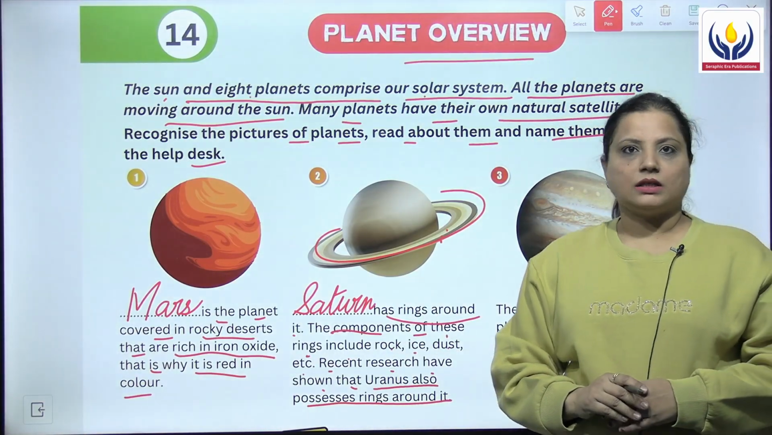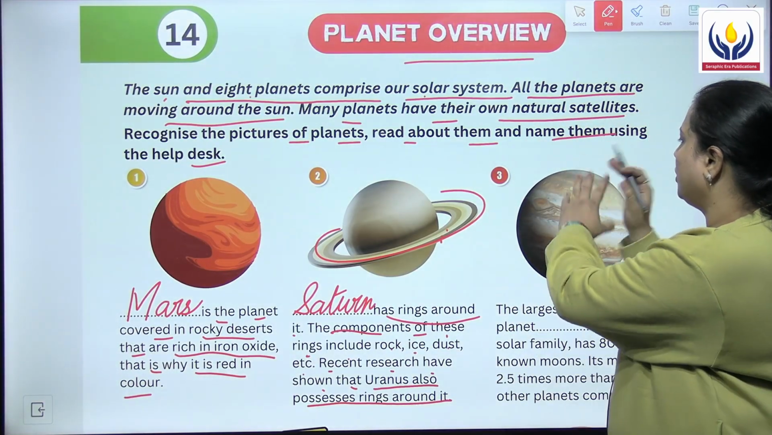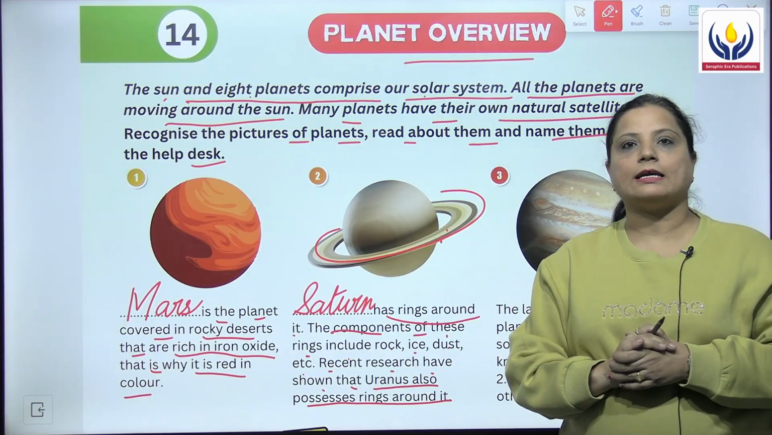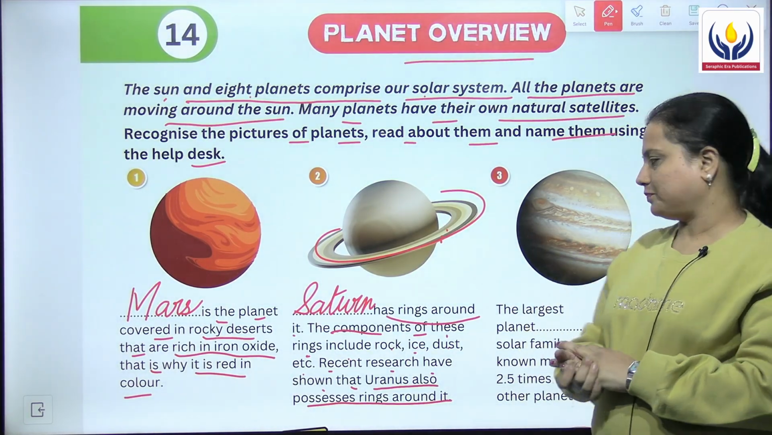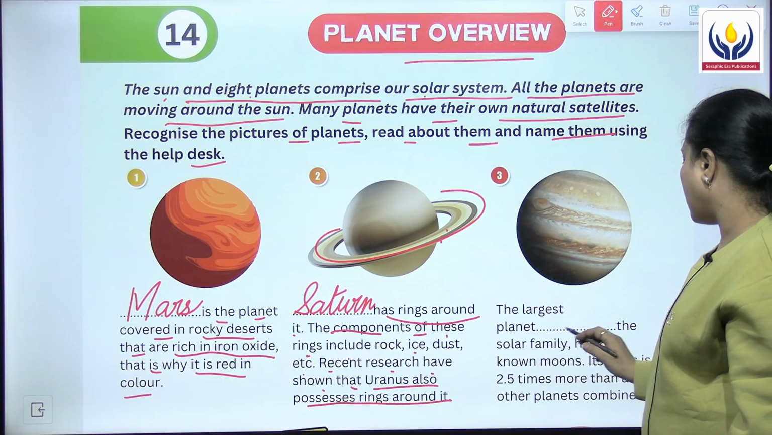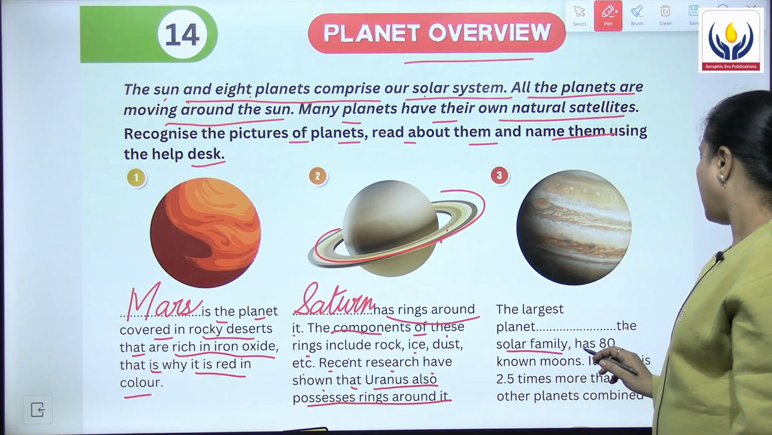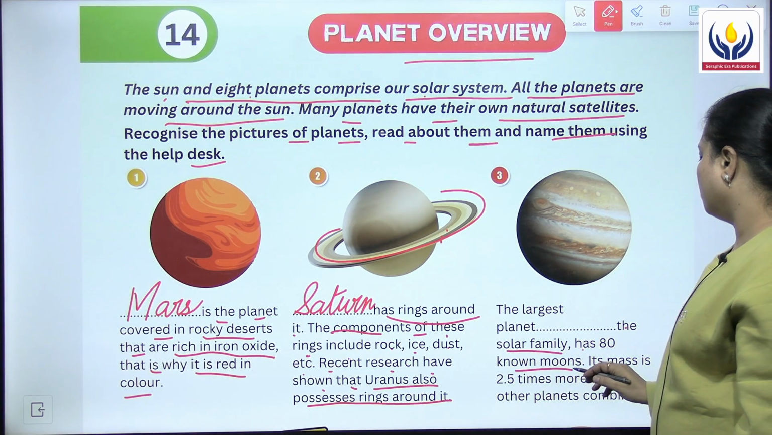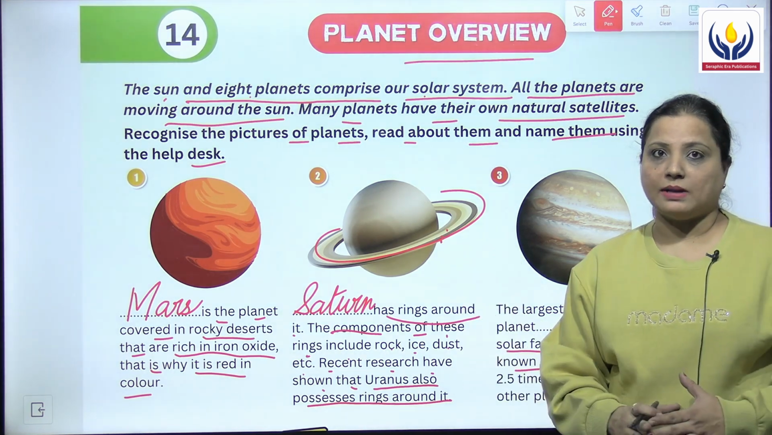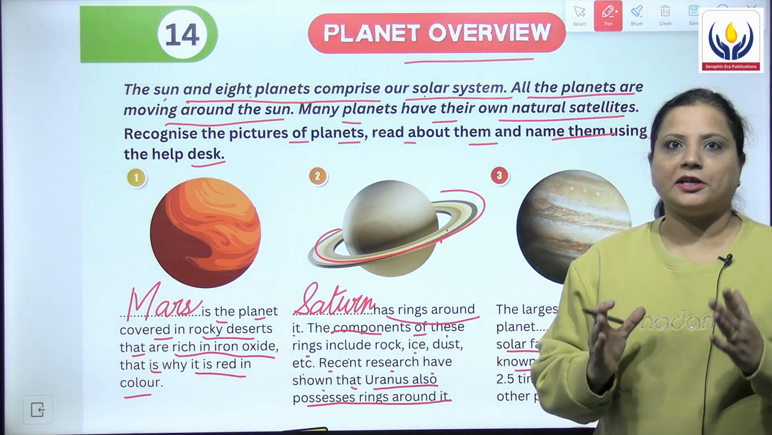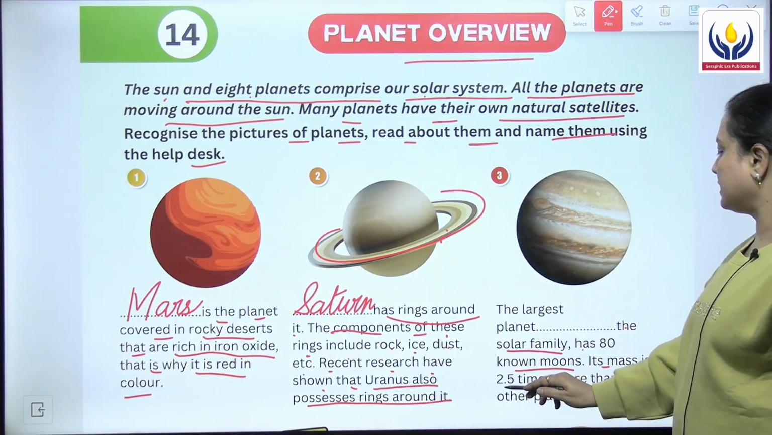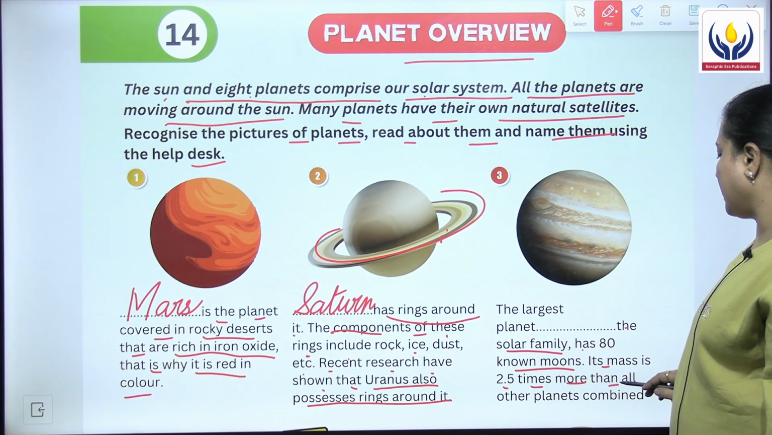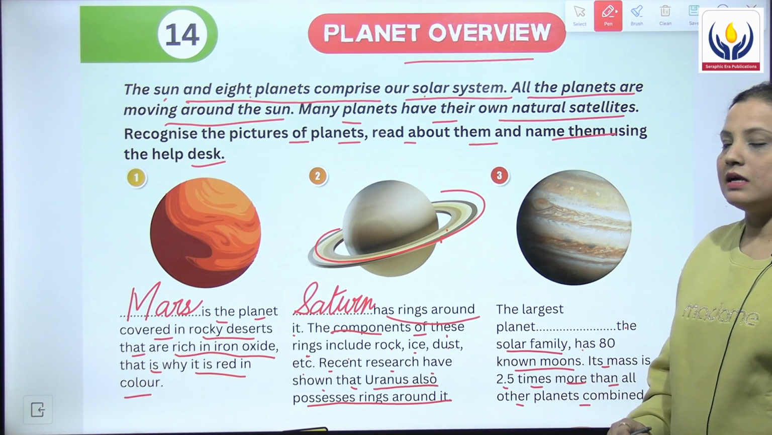Then we have the third planet. Now this is the huge planet, or you can say it is the biggest planet of our solar system. The largest planet Dash, in the solar family, has 80 known moons. You know, this is a planet which has 80 moons of its own. Its mass is 2.5 times more than all other planets combined.